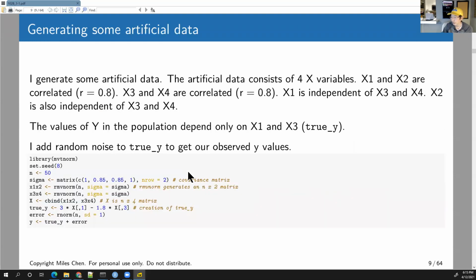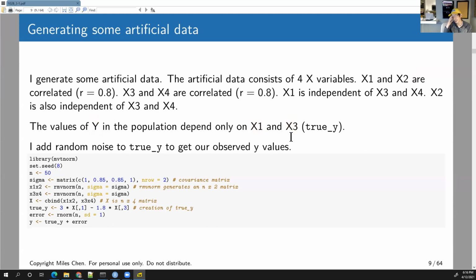So that's how we have it. All right, and here I just made some artificial data. Inside my X matrix, I've got 4 variables. When you use glmnet, it's going to give you a whole bunch of lambdas to try out. It'll tell you these are the results when lambda was this, these are the results when lambda was that. Okay, x1 and x2 are highly correlated, x3 and x4 are also highly correlated. x1 is independent of x3 and x4, and x2 is also independent of x3 and x4. Then the values of y in the population depend only on x1 and x3.